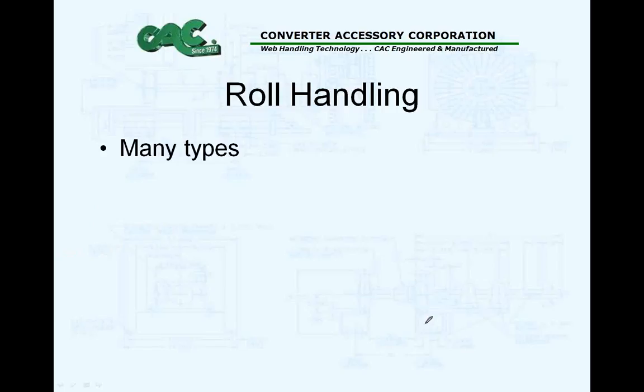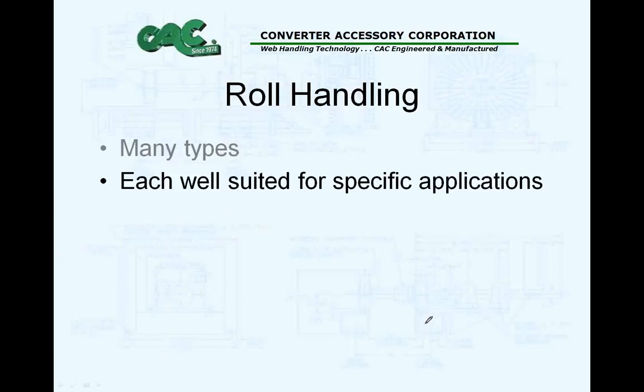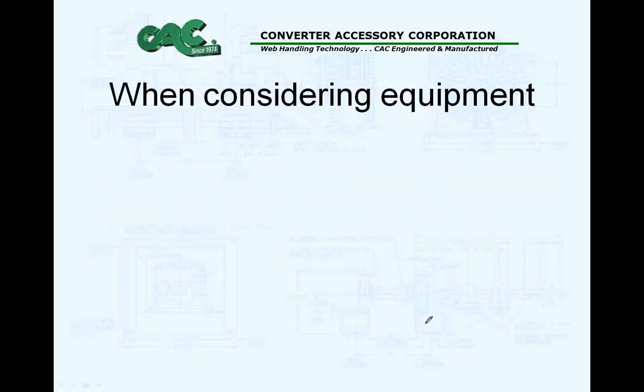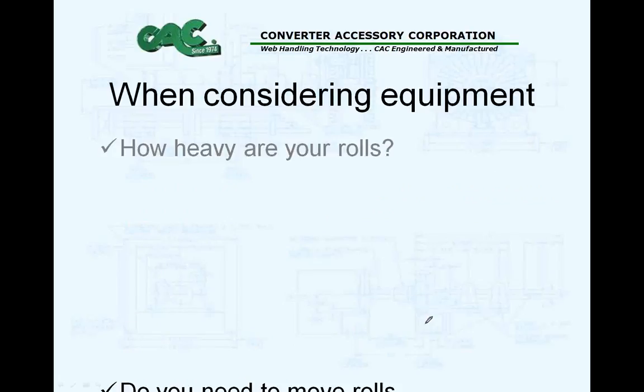Now, there's a lot of things to consider when thinking about roll handling equipment for your facility. We've covered a lot of different types of roll handling, and you have to keep in mind that each is really well suited for specific applications, and each type of roll handling equipment is somewhat customized or custom manufactured for each application it's applied for. So when you're thinking about roll handling equipment, there's some information that you're going to want to have readily available for potential suppliers. You're going to obviously need to know how heavy your rolls are.